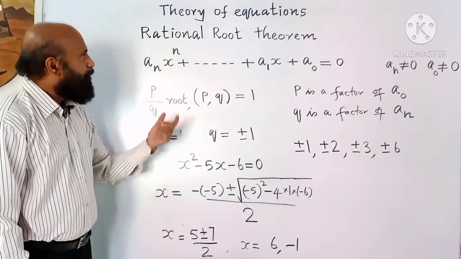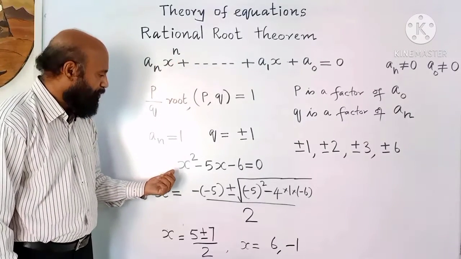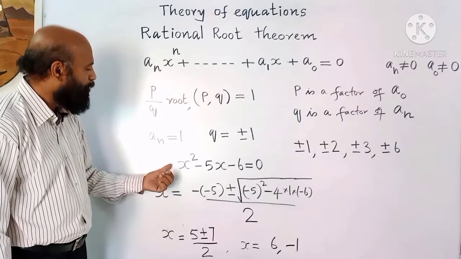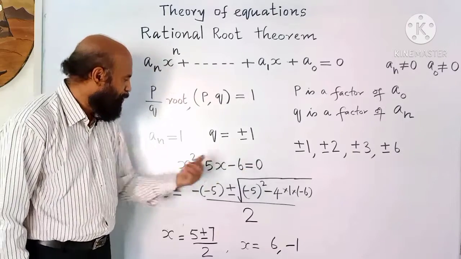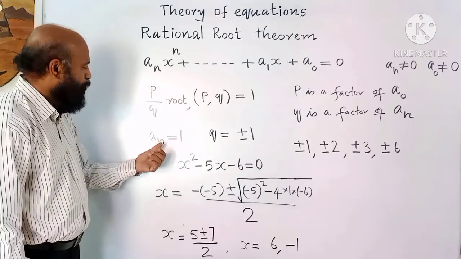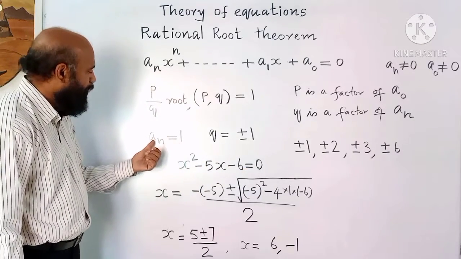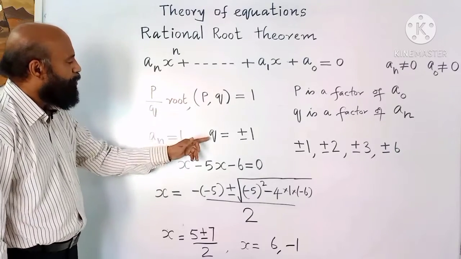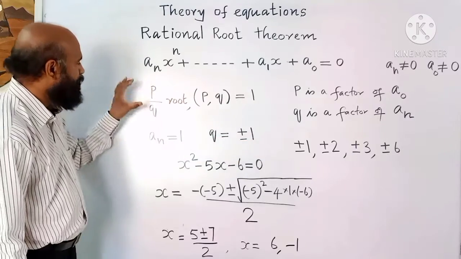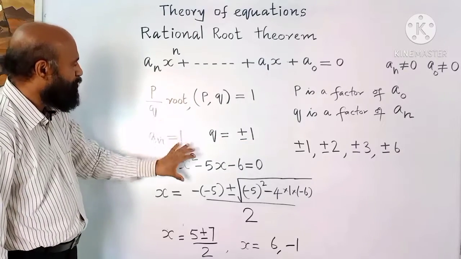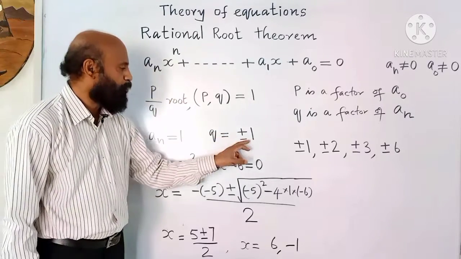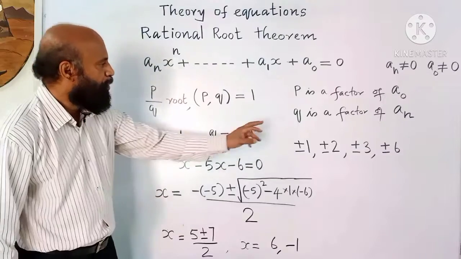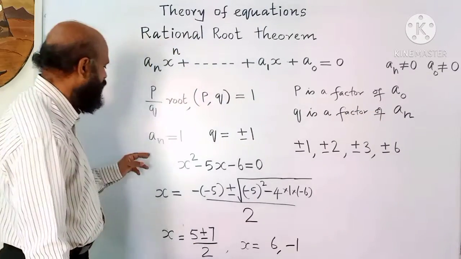Now let us apply the rational root theorem for this monic polynomial equation. Monic polynomial, so an is 1. When an is 1, q should be plus or minus 1. If p by q is a root for this, then q should be plus or minus 1 because q is a factor of an. Here an is 1.